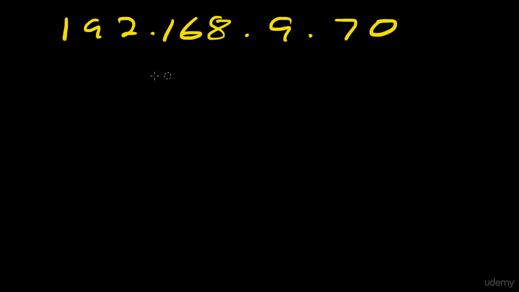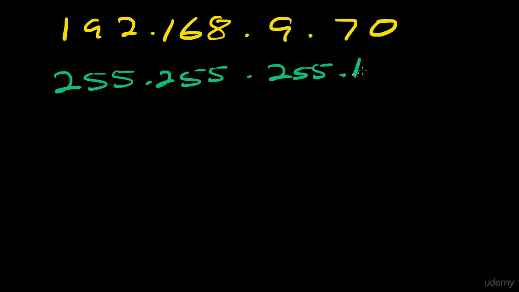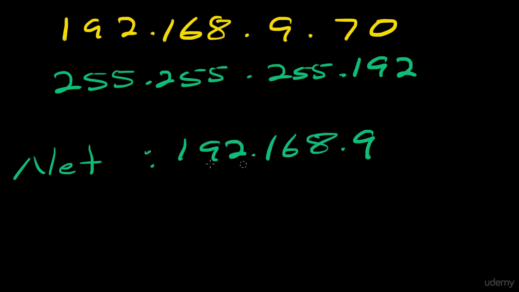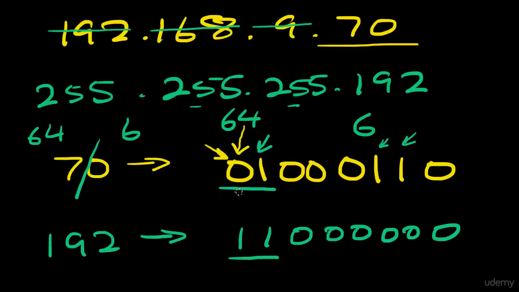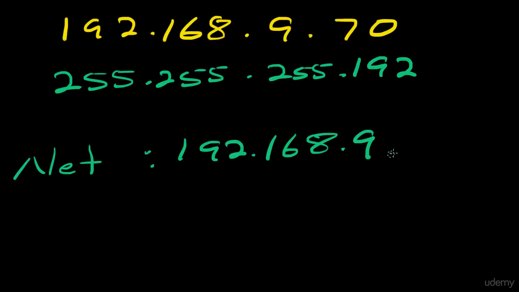Let me write this more clearly. So the IP address once again was 192.168.9.70. Your subnet mask was 255.255.255.192. My network ID is 192.168.9. Let me just flip back here. These first two bits in this last octet are being covered by these first two ones here in 192. The value of these two bits, 0, 1, is 64. So my network ID is 9.64.